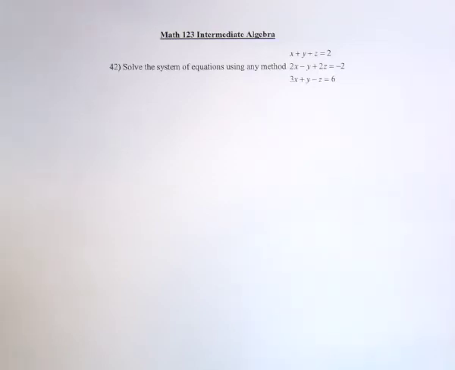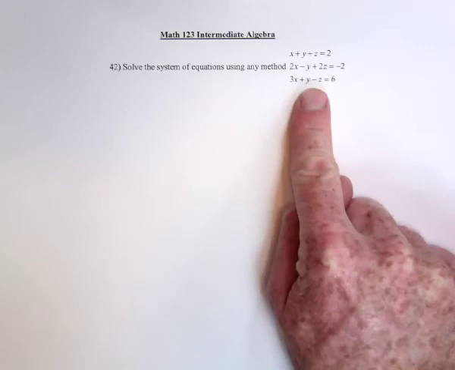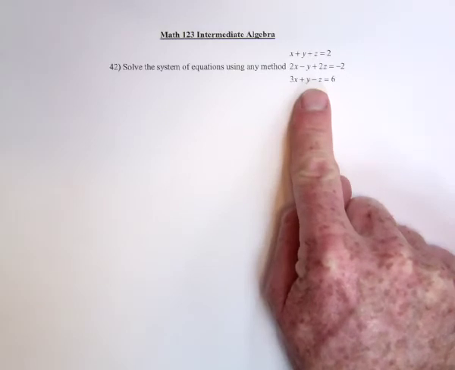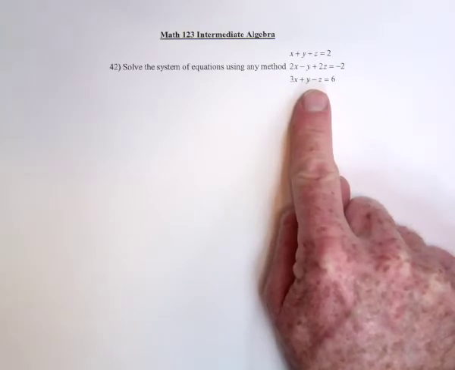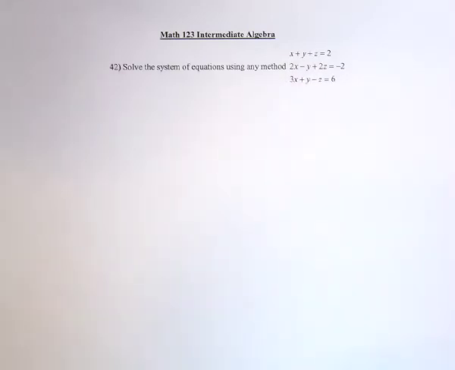A 3 by 3 system of equations. So we've got 3 equations and 3 variables. We could use substitution or elimination method, or a combination of those two. If it's later in the semester in intermediate algebra, you could use Cramer's rule or matrices in some way. But since I'm at the beginning of reviewing intermediate algebra, I'm going to use substitution and elimination.